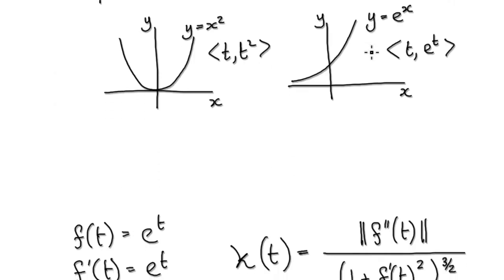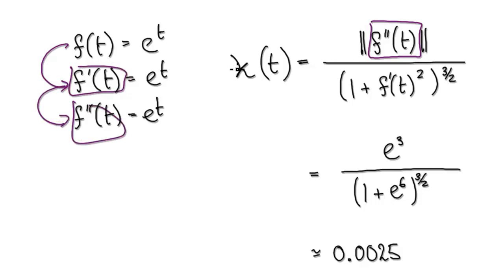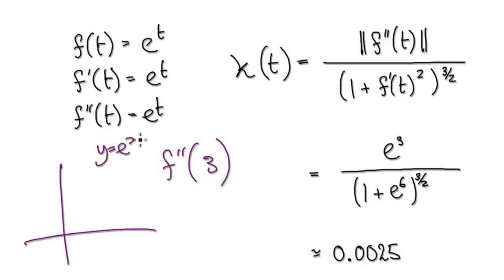So the curvature is given by this. Looking at the formula, we need to work out f double prime. So differentiate it, f prime, differentiate again, f double prime, evaluated at t equals 3. Remember, we are trying to find the curvature of y equals e to the power of x at x equals 3. That's the same as saying when t equals 3. So we are trying to find the curvature somewhere around here.